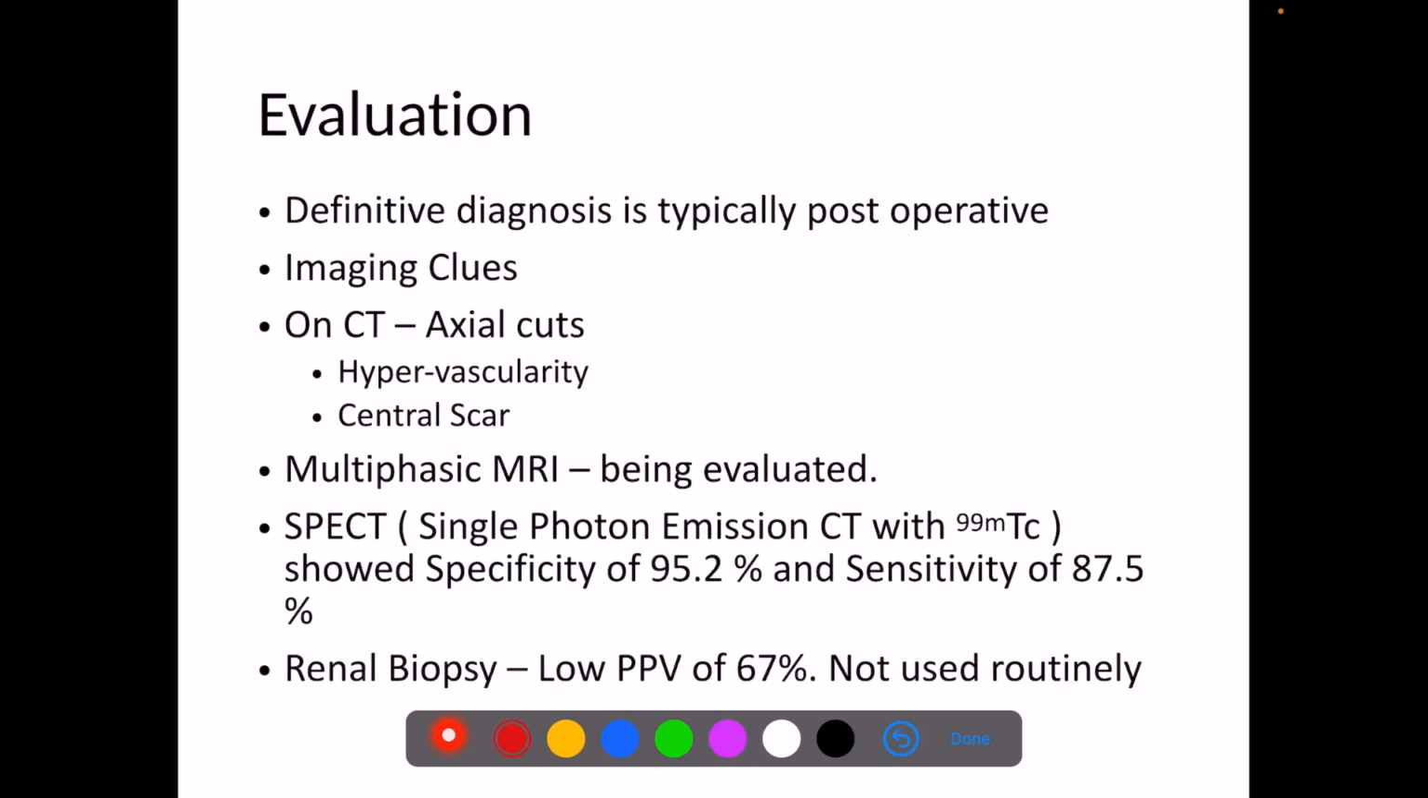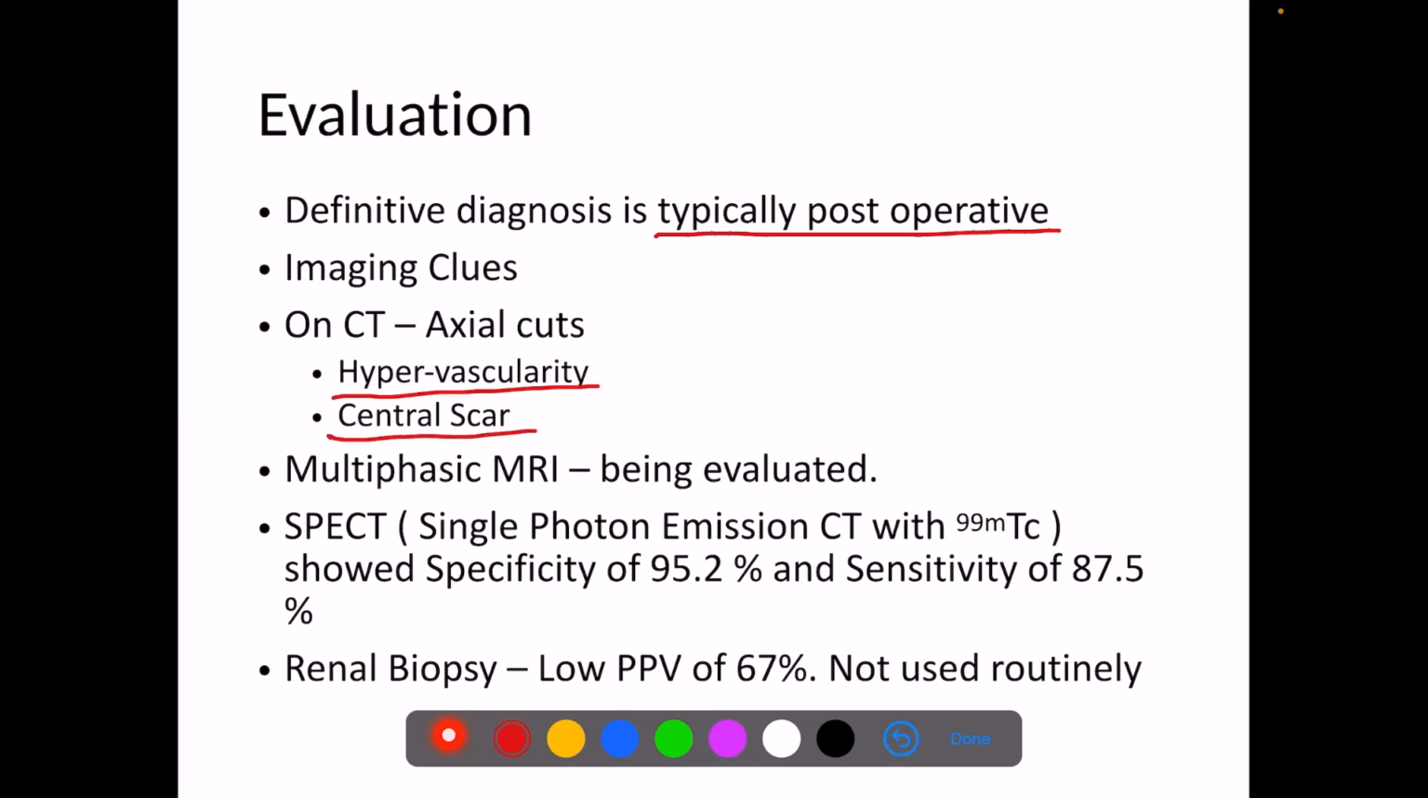Now, how do you evaluate? The definitive diagnosis of oncocytoma is typically a post-operative diagnosis. There are, however, imaging clues which can aid in diagnosis, but there are no standard guidelines as such. On CT axial cuts, there is usually hypervascularity seen. Tumors are hypervascular and may present with a central scar.